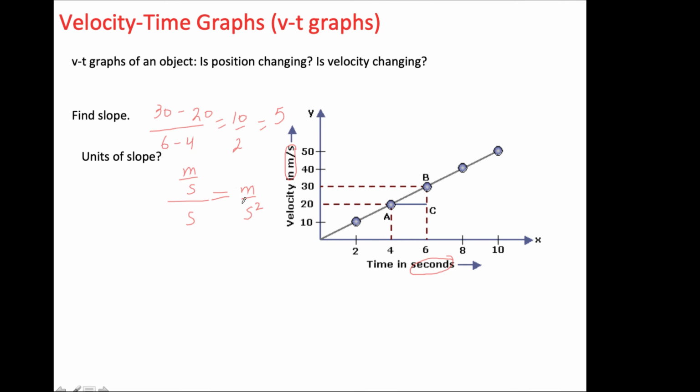But have we seen this unit before? Yes, for acceleration, the units of acceleration are meter per second square. So if the units of the slope of a v-t graph are meter per second square and the units of acceleration are also meter per second square, we can conclude that the slope of a velocity versus time graph is acceleration. This useful information helps us to figure out acceleration graphically.